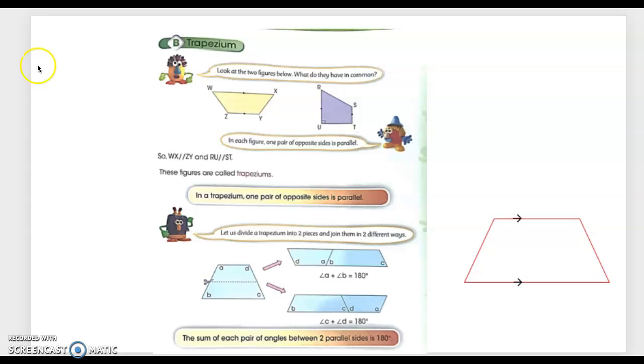Now see, this is one of the four-sided figures, which is a trapezium. Look at these two figures. Can you see something similar? Yeah, these two sides, right? So they are parallel. A trapezium will have a pair of parallel sides, right? Now that means XW and YZ are parallel. So this is one pair. That means two sides are parallel. That's one pair of parallel sides.